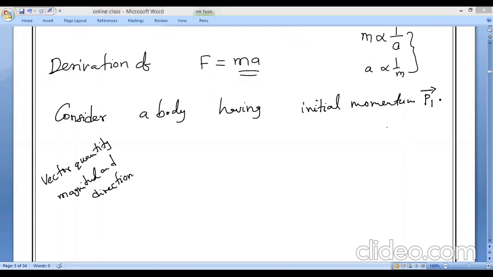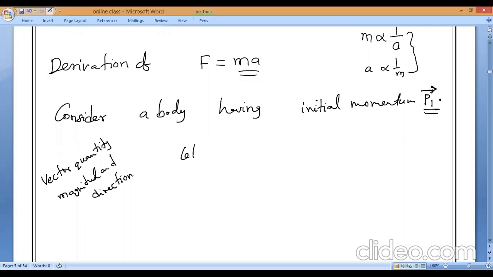No issues. So a body is having initial momentum. Let us consider a body having initial momentum P1. That arrow is indicating that it is a vector quantity. Now let the momentum change from P1 when a net force F acts on it during a time interval of delta T. Do you understand?